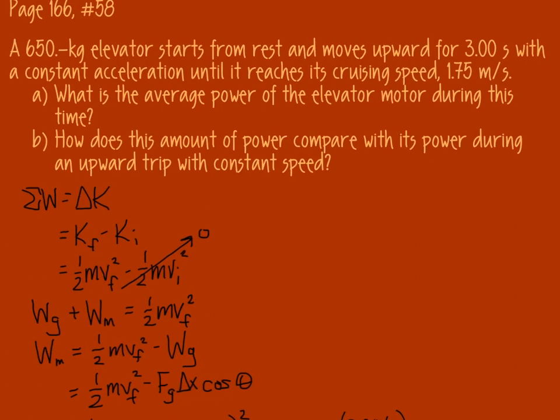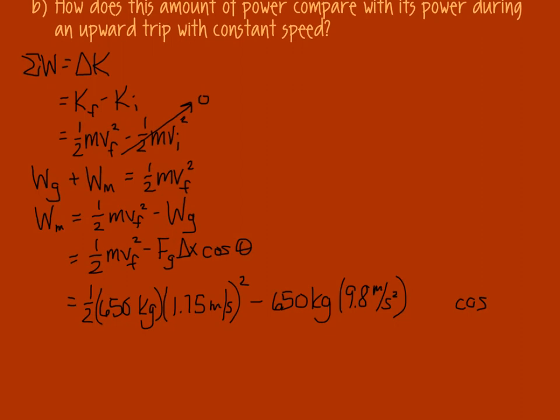This problem tells me that it's moving upward. I know that gravity acts straight downward. Therefore, the angle between the force of gravity and the displacement is 180 degrees. Let's calculate that displacement for a moment.